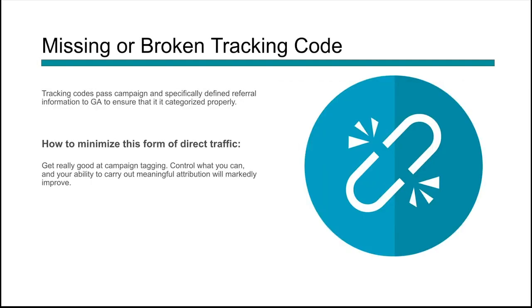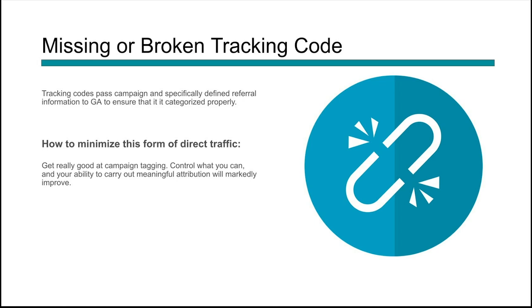The next one is broken and missing tracking codes. So tracking codes, or UTMs, are used to pass campaign and specific information into GA, Google Analytics. And this is what helps give it the proper categorization. Like we talked about before, this is where you can put campaigns and you can put your keywords, your source, your medium, and you can really define what those should be.